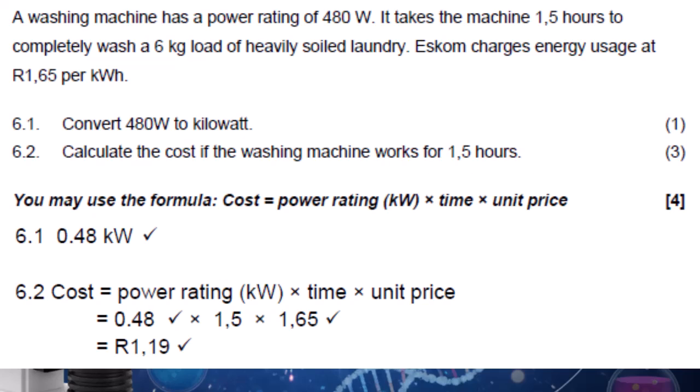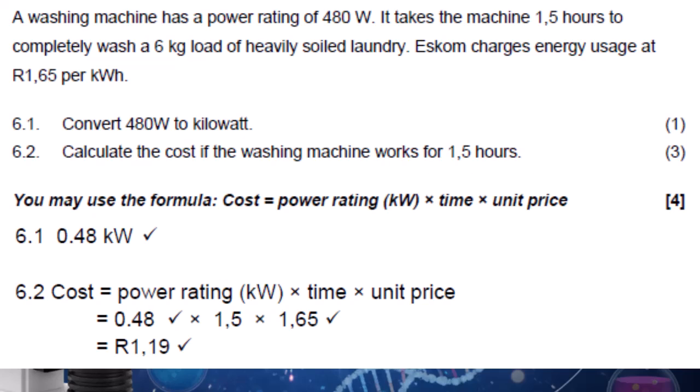Let's break that down. First, maybe multiply the power and time. 0.48 kilowatt times 1.5 hours. That gives you 0.72. And notice the units. Kilowatts times hours gives kilowatt hours, so 0.72 kilowatt hours. This tells you the total amount of energy the washing machine used. Right, the kilowatt hour is a unit of energy, not power.